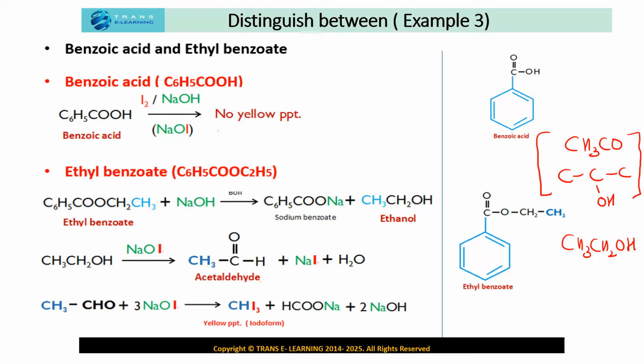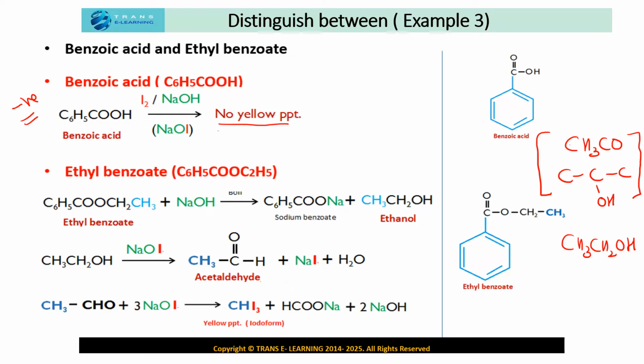So here, if we see the benzoic acid, it is neither a methyl ketone, nor does it have any secondary alcohol, right? So it is not going to give you any yellow precipitate. It is going to show you the negative haloform test.